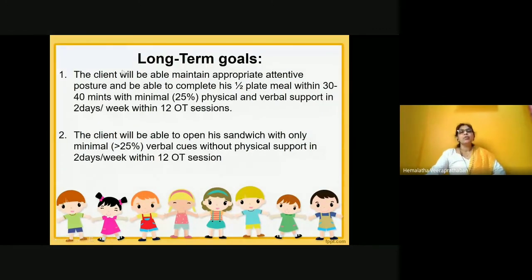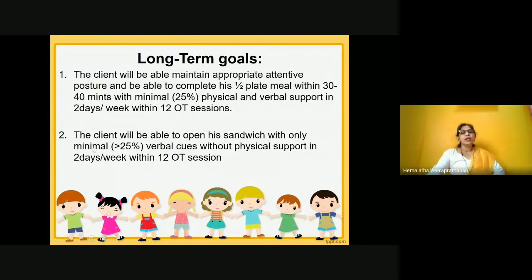So for this, if I want to make a long-term goal, you can use either the ABCDE method or a cost format. You can check later on. I can share with you the PowerPoint of the case scenario. The child will be able to maintain appropriate attentive posture and complete his half-plateful meal within 30 to 40 minutes with minimal 25% physical and verbal support, 2 days per week, within 12 OT sessions.